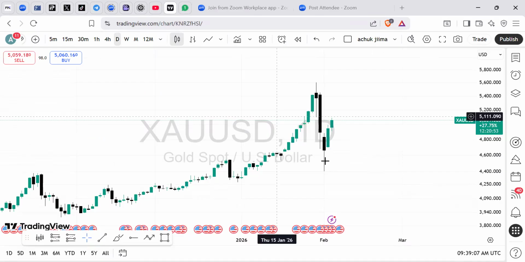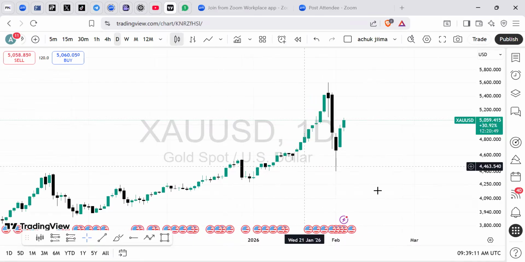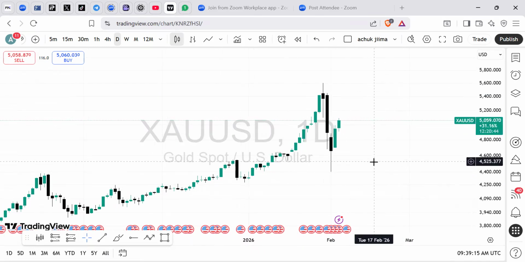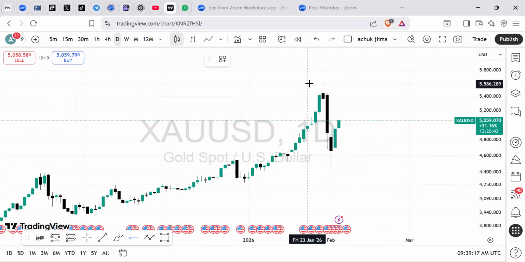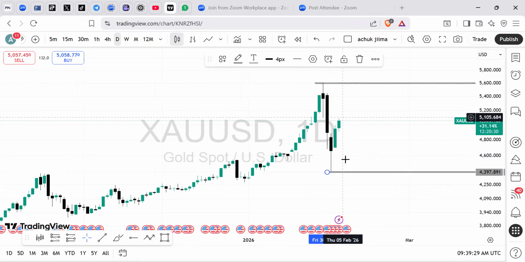Now, today, right now, we're on gold, and gold is looking very good on the daily time frame. So there's a reason why I'm focusing on the daily. And the first thing you need to do here, mark your highs. Once you've marked your high, you realize that there is this high, 5,600, and then all the way to this other low here. So you mark your high, you mark your low.